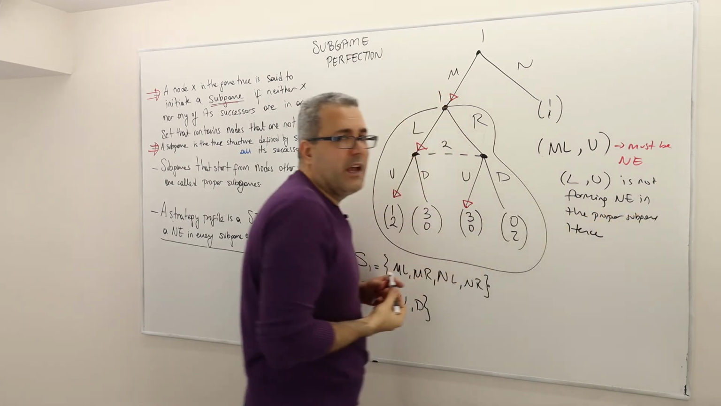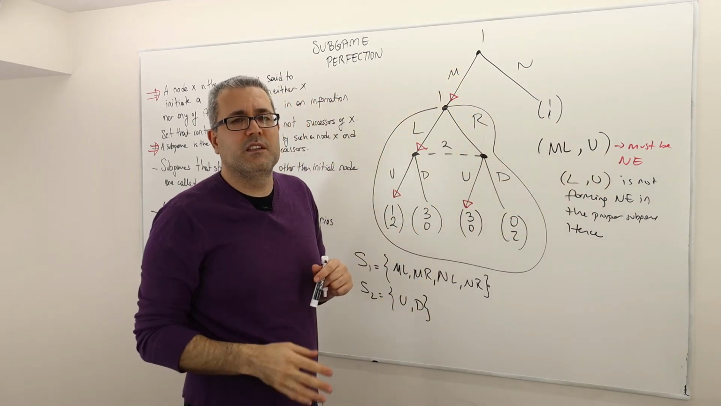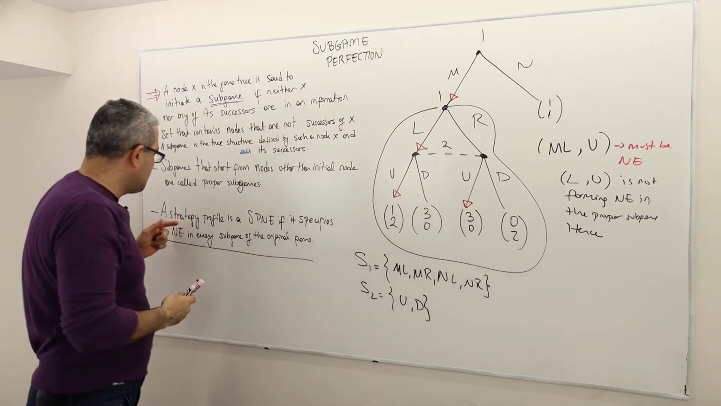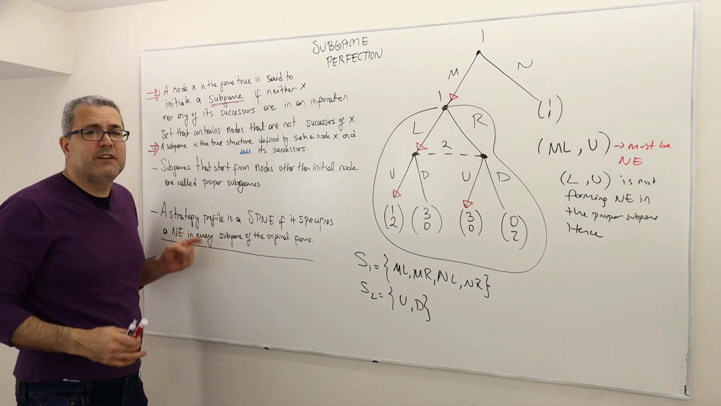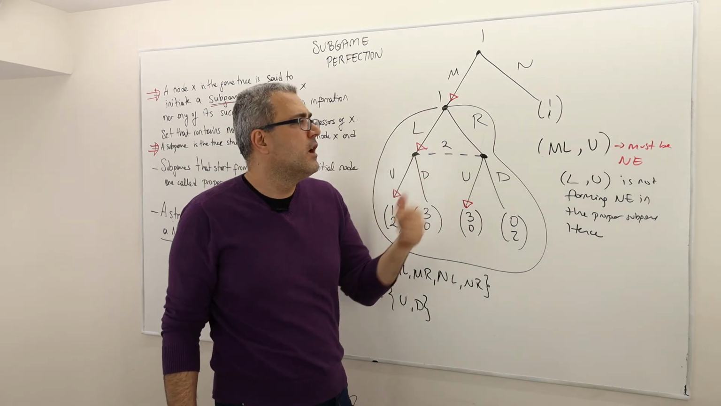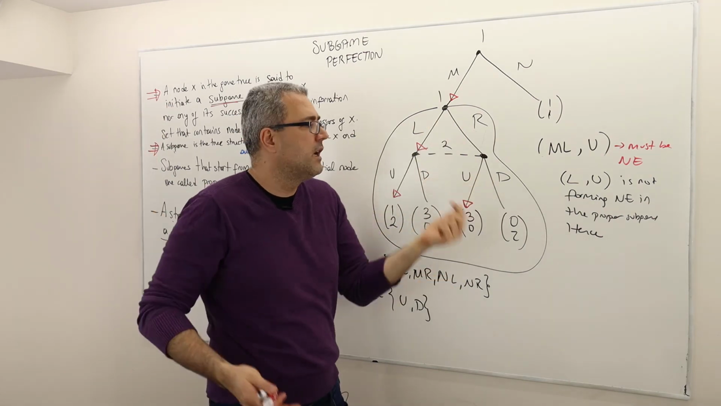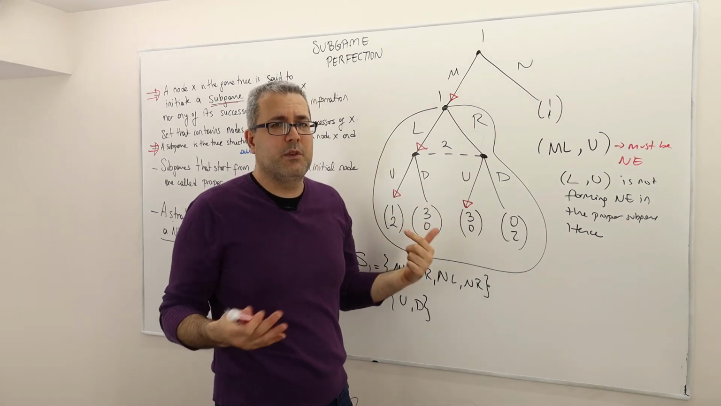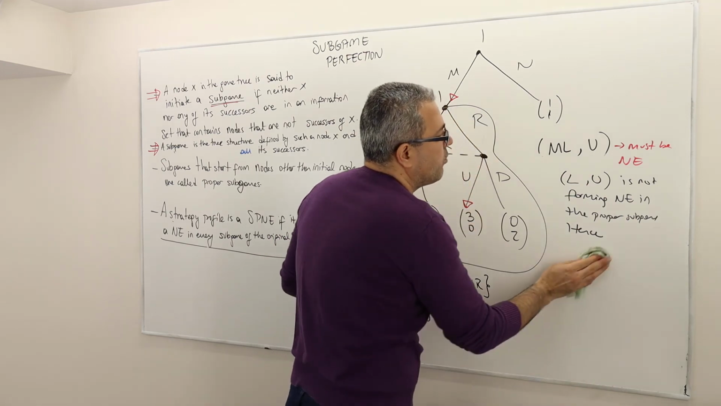Hence, I don't need to check if MLU is a Nash equilibrium of this entire game or not. Why? Because remember, the definition says a strategy profile is an SPNE if it specifies a Nash equilibrium in every subgame. Well, in this subgame, it fails to specify a Nash equilibrium. So even if it does specify a Nash equilibrium in the big game, who cares? This is not a subgame perfect Nash equilibrium. So it's a Nash equilibrium, but it's not a subgame perfect Nash equilibrium. All right? So we get rid of one strategy.